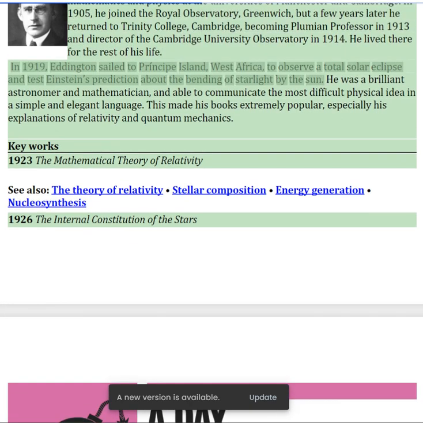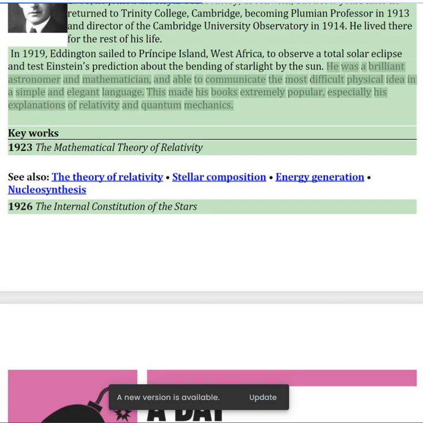In 1919, Eddington sailed to Principe Island, West Africa, to observe a total solar eclipse and test Einstein's prediction about the bending of starlight by the Sun. He was a brilliant astronomer and mathematician, and able to communicate the most difficult physical idea in a simple and elegant language. This made his books extremely popular, especially his explanations of relativity and quantum mechanics.